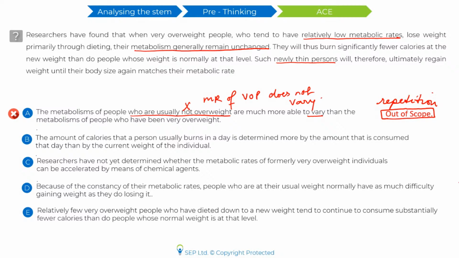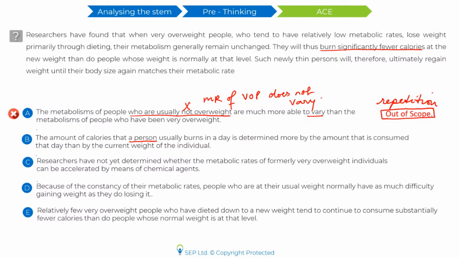The amount of calories that a person, now a person, is it a very overweight person that we're talking about, or is this generic information applicable to a normal person? So that's a red flag for me for this option. The amount of calories that a person usually burns in a day. Remember, we already know that very overweight people who have lost weight will burn significantly fewer calories.